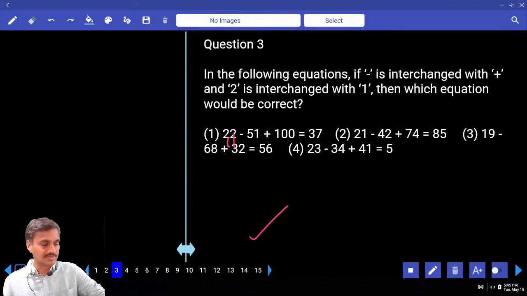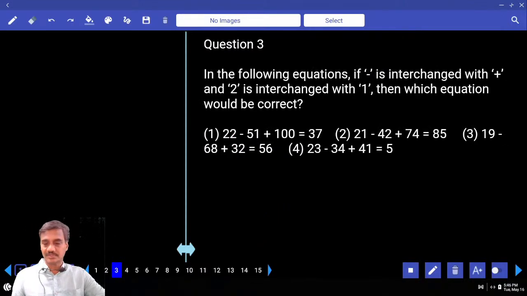Then coming to question number 3. Now in the third one, the following minus is interchanged with plus. Now this is plus and this is minus. And 2 is interchanged with 1. Now 2 interchanged with 1, then which equation will be correct?